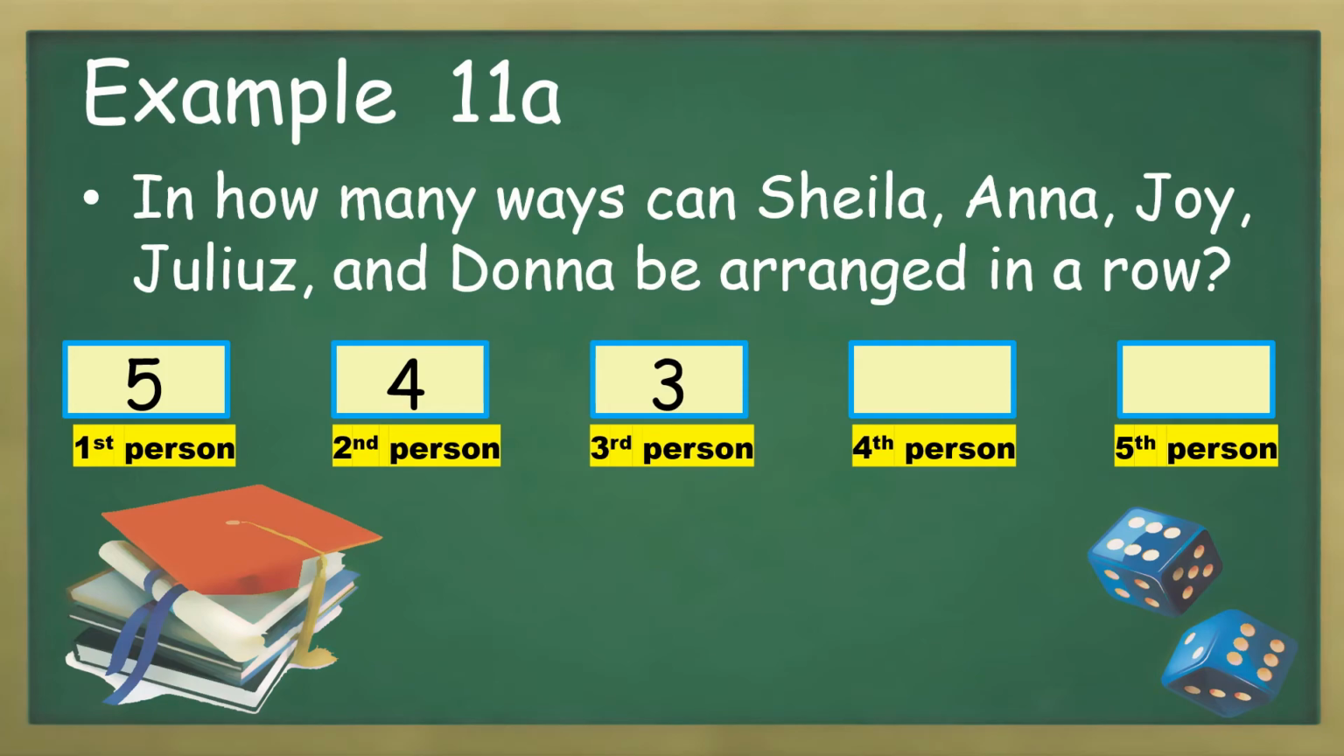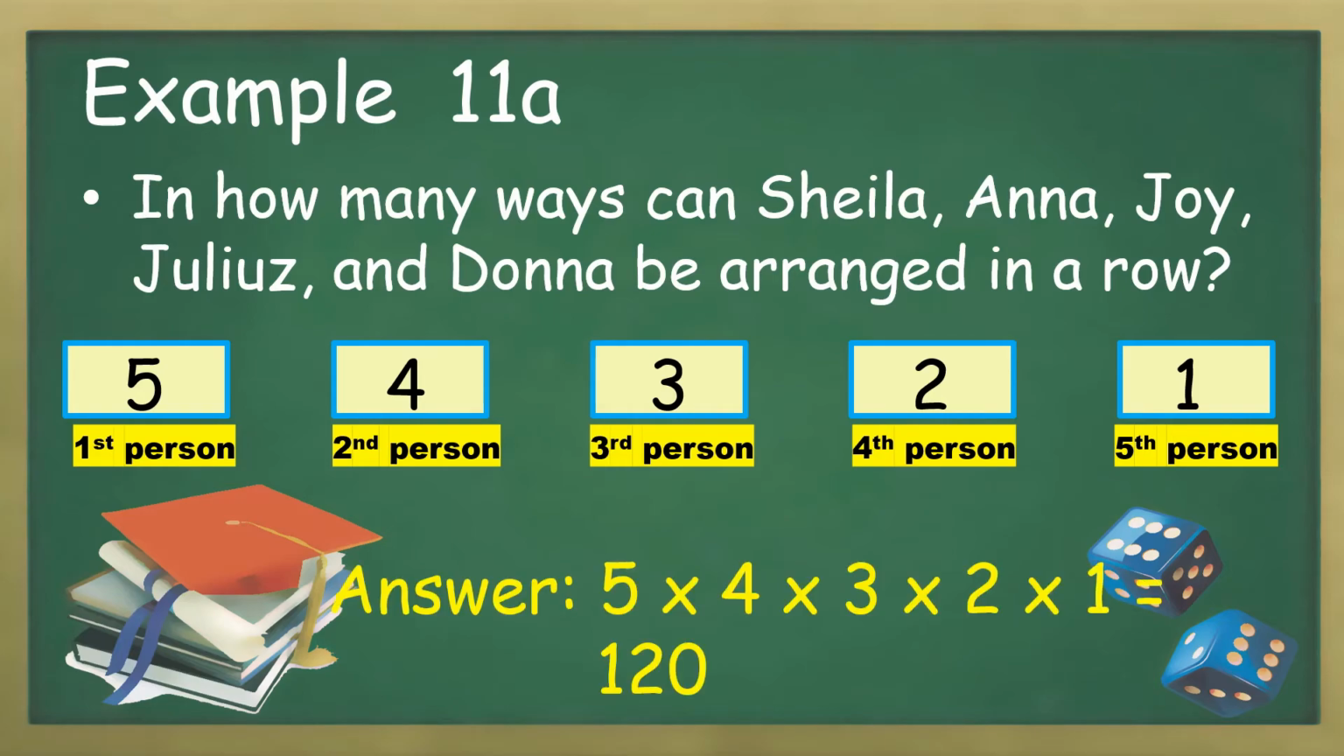Then on the third person, we can only choose from the remaining 3 persons. On the fourth position, we can only choose from 2 remaining persons. Then we only have 1 remaining person. So after this, we multiply the set of numbers and we will have 120. We can have 120 arrangements of 5 persons in a row.